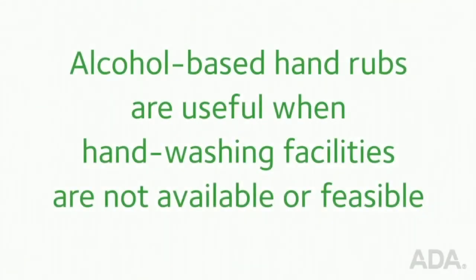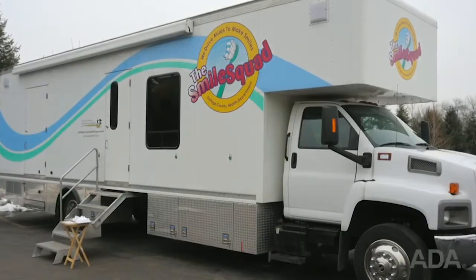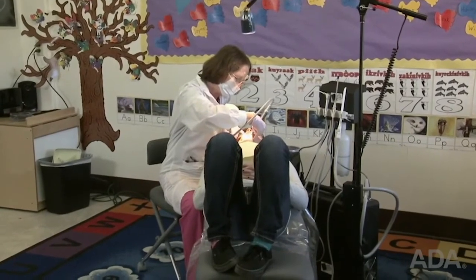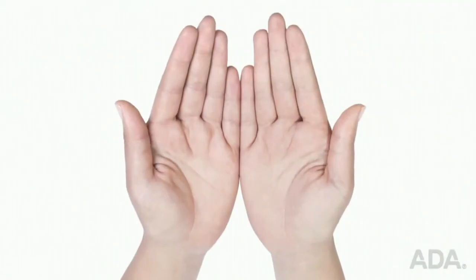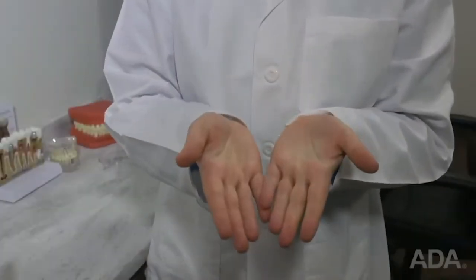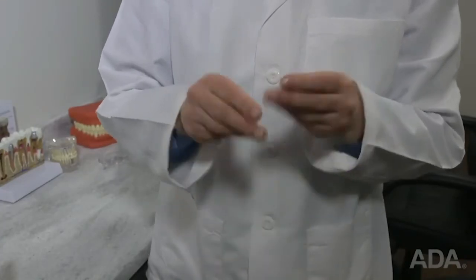Alcohol-based hand rubs are useful when hand washing facilities are not available or feasible. For example, when you are working in a mobile clinic, doing routine dental screenings in a school, when there is a boil water advisory from your water supplier, and when hands are not visibly soiled. Alcohol hand rubs are also helpful for reducing skin dryness and irritation.